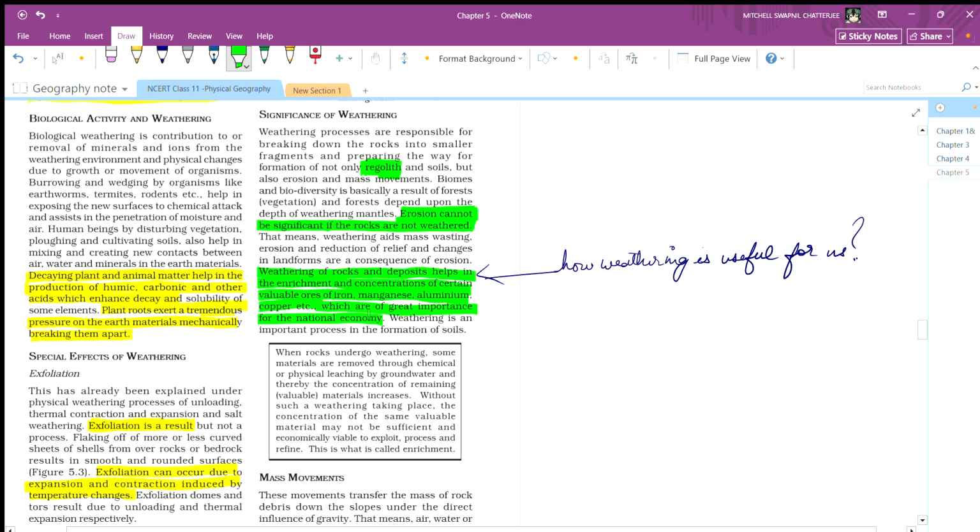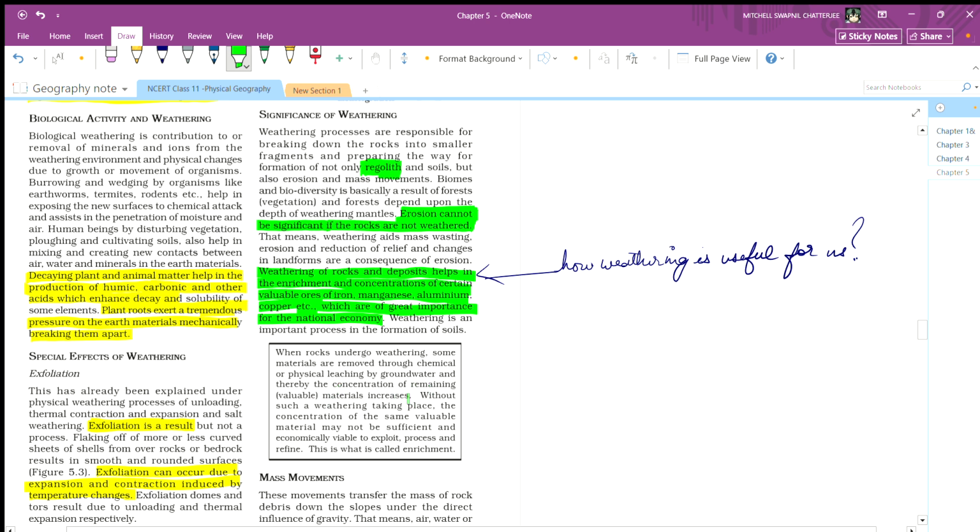This we have learned since class 8. So when rock undergoes weathering, some materials are removed through chemical or physical leaching by underground water, and thereby the concentration of the remaining materials increases.